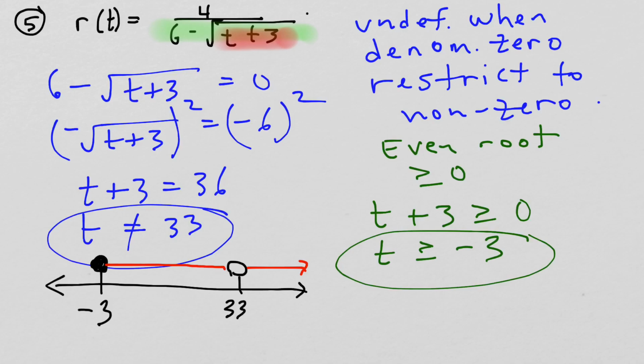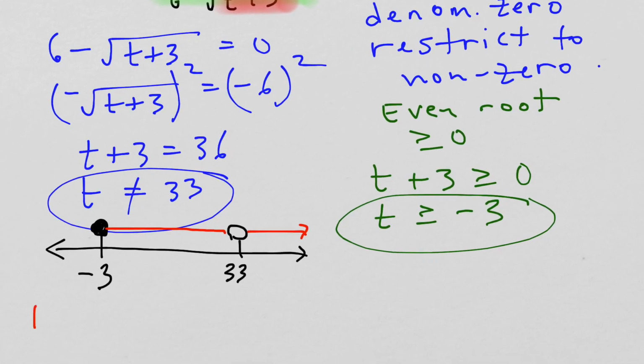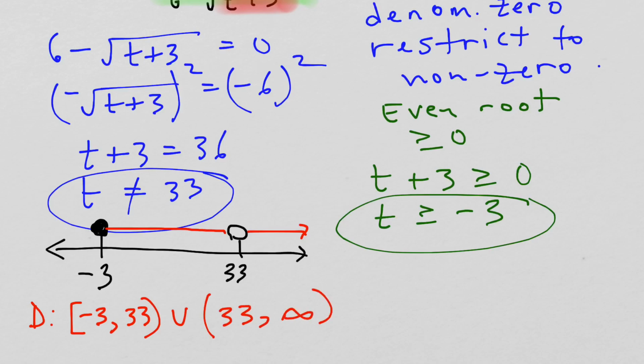All right. So our domain is going to be square bracket negative 3 all the way to 33, round bracket. And pick up on the other side of 33 going to infinity. Okay, so this is our domain for this function, considering our restrictions. All right. Let's see what else.